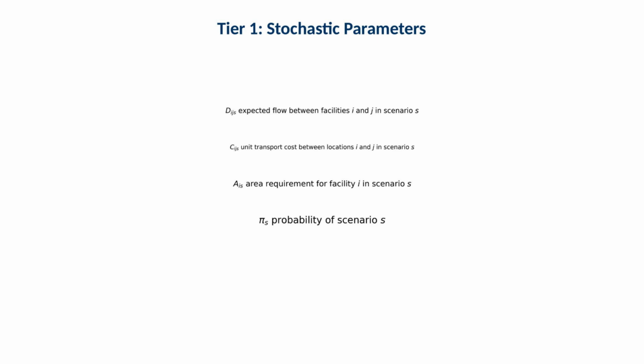Stochastic parameters capture the uncertain operating environment. Expected flows between facilities vary by scenario, and transportation costs between locations can also be scenario-dependent. We also include area requirements for facilities under each scenario, as well as the probability that each scenario occurs. These parameters allow the model to optimize against a distribution of possible futures rather than a single forecast.